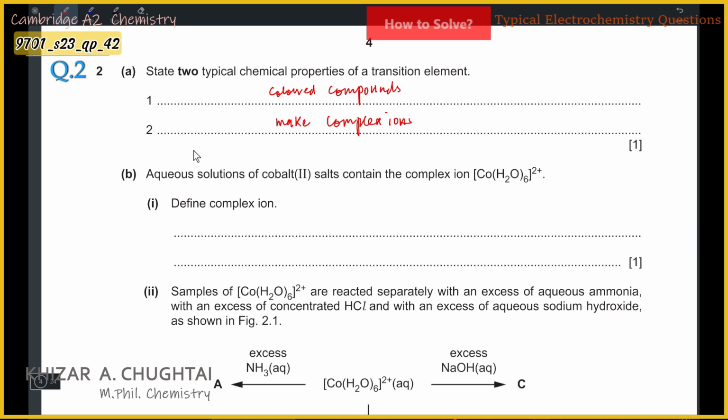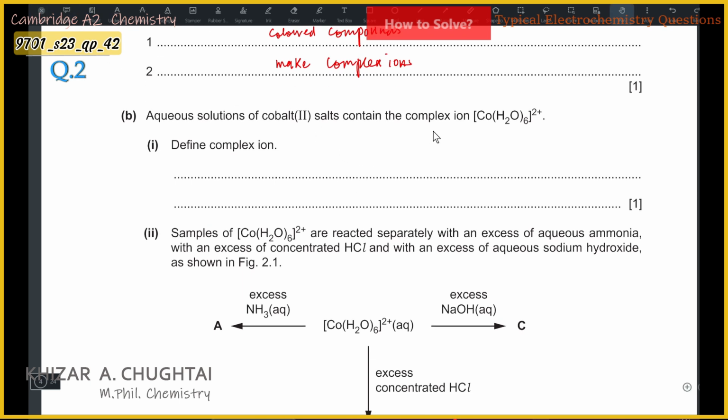Part B: an aqueous solution of the cobalt 2 salt contains the complex ion hexaaqua cobalt 2 positive. Define what is a complex ion for 1 mark. Here is the definition: a molecular ion that is formed by the dative bond of ligand with the metal ion.